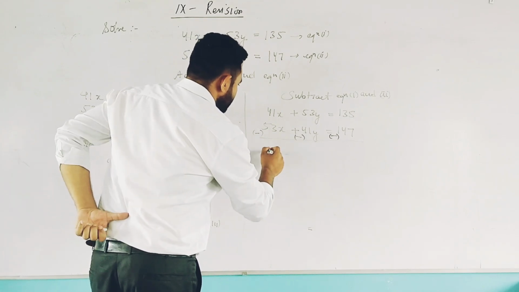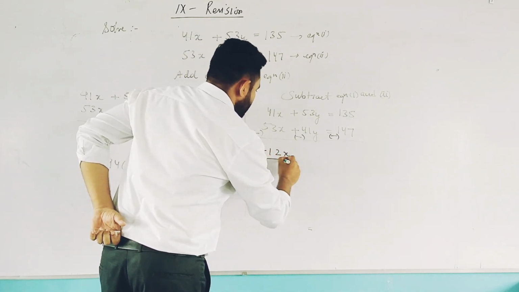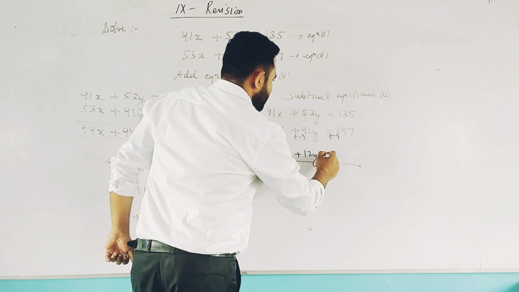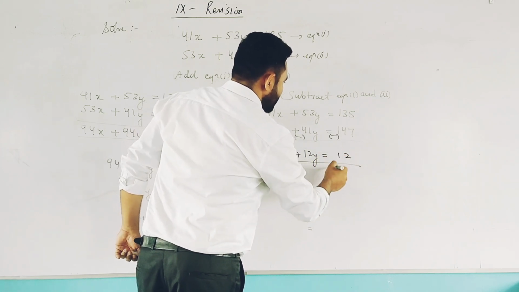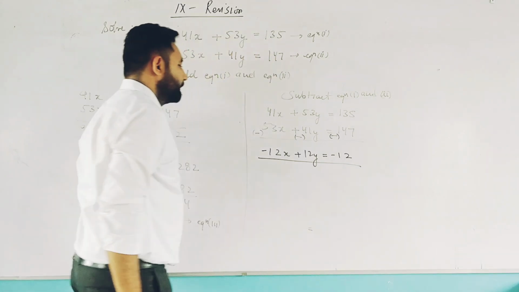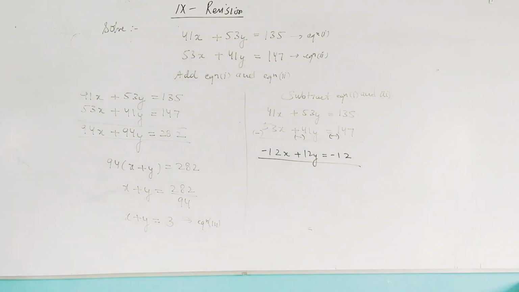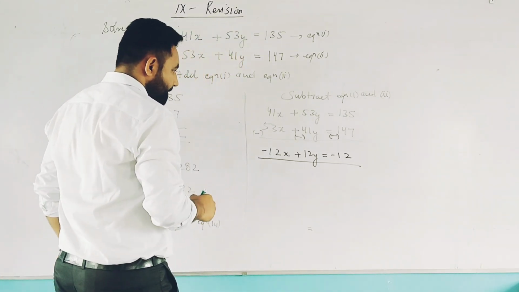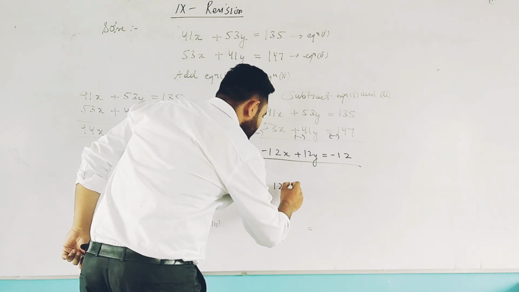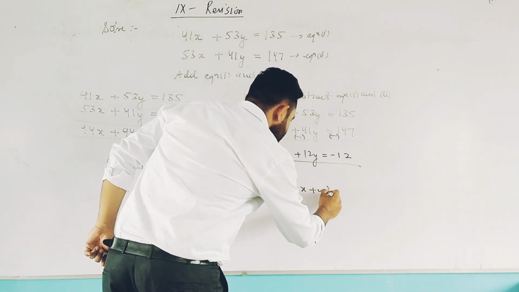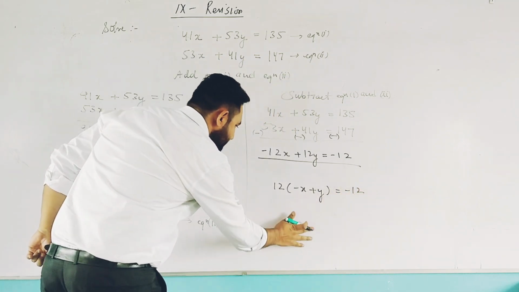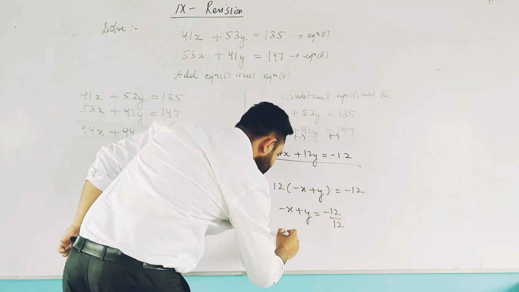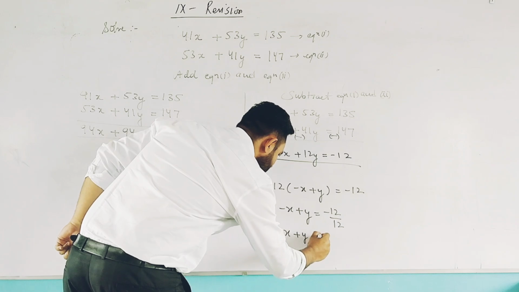So here I'll get minus of 12x. Here I'll get plus 12y. And on subtracting 147 and 135, we'll get minus of 12. Now let's take common here. 12 can be taken common. Then in bracket you will get minus of x plus y. So minus 12 times x minus y equals minus 12, divided by 12, which becomes minus of x plus y equals to minus 1.